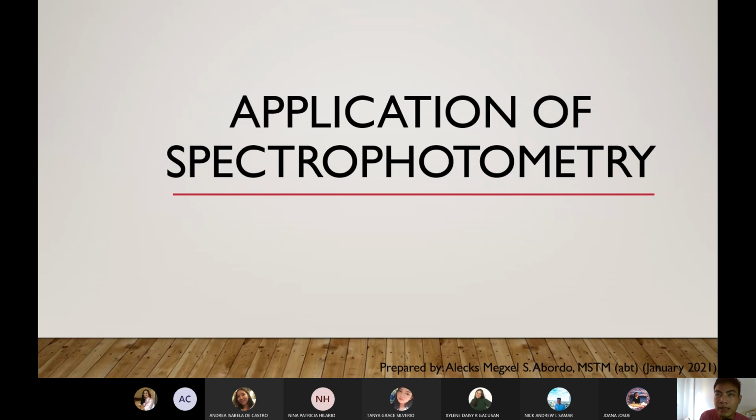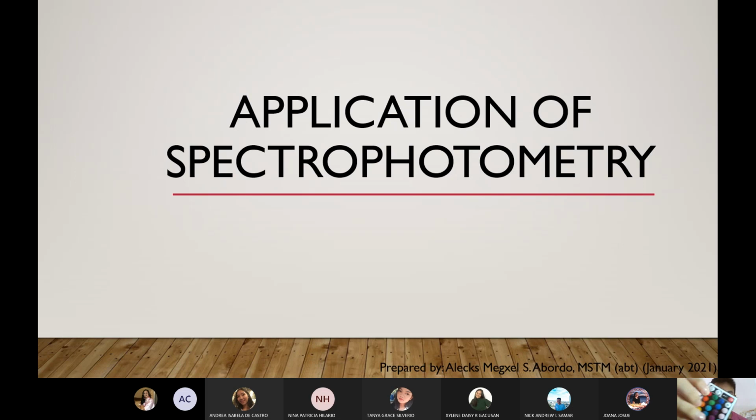ano ba nangyayari when light interacts with matter, no? So according to your lecture, light can absorb, no? Matter can absorb light, no? Okay? And it can also reflect light, no? Okay? So for example, itong red object na ito. For example, this red button here sa aking LED light. So this red color is actually the transmitted color, no? Yung red na yan, nakikita ko yan as red kasi yan yung nire-reflect niya na ilaw.